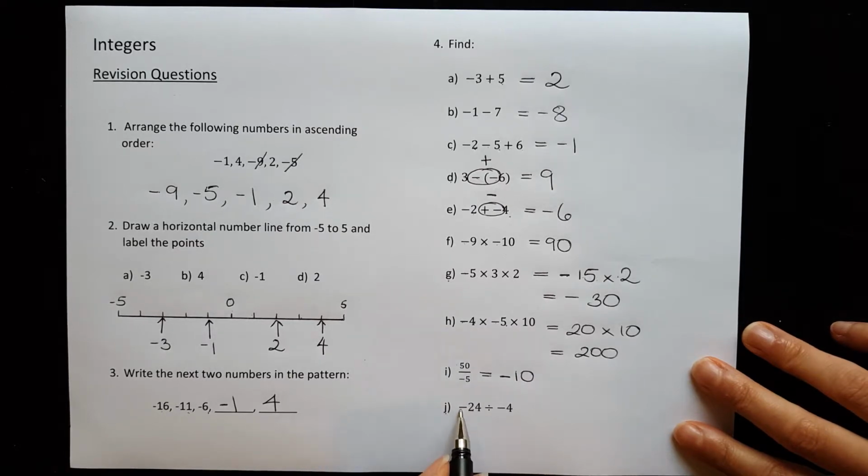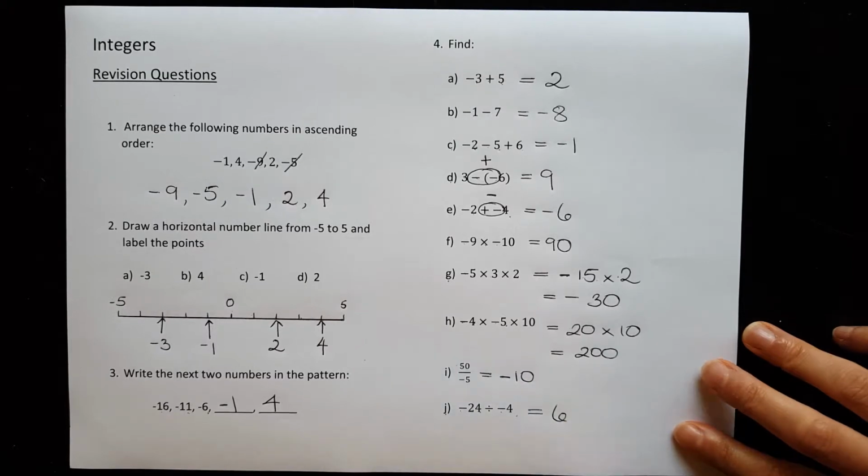J, minus 24 divided by minus 4. Both being negative means we get a positive answer. 24 divided by 4 is 6.